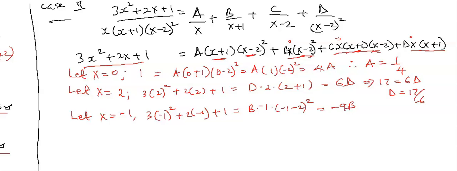And on the left we have negative 1 squared is 1, 3 plus 1, 4, minus 2, 2, is equal to negative 9b. And therefore b will be negative 2 over 9. Now we have a, we have b, and we have d. Our issue is to get c.